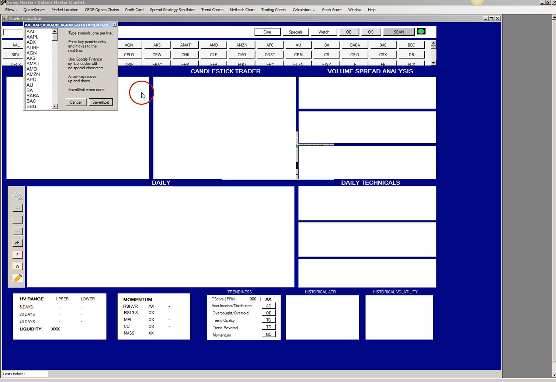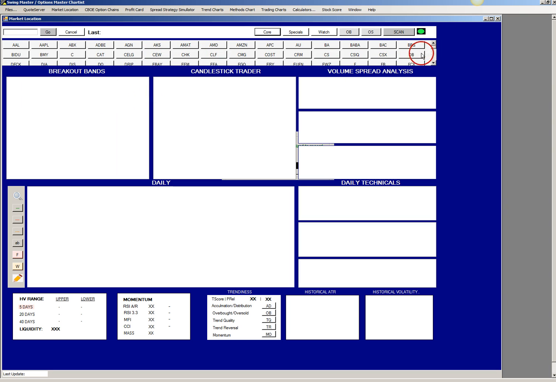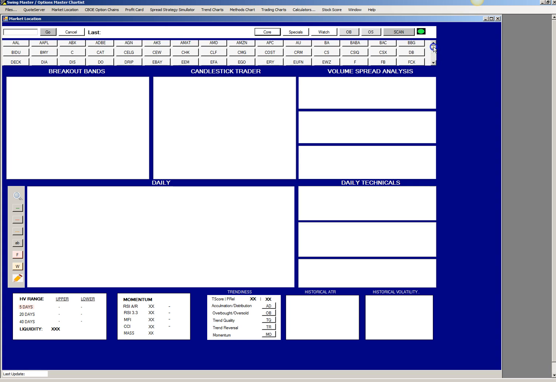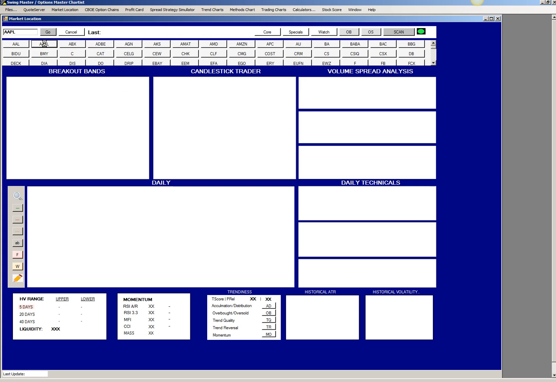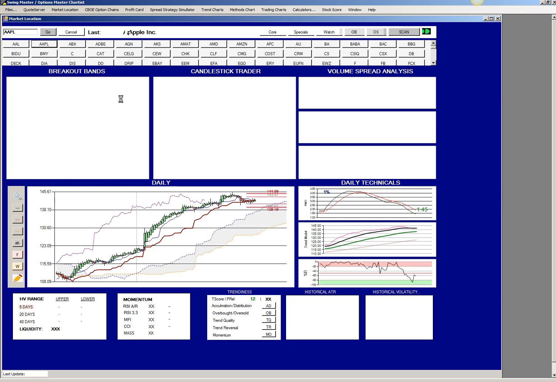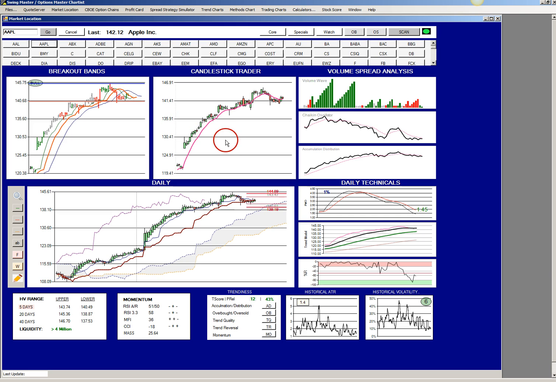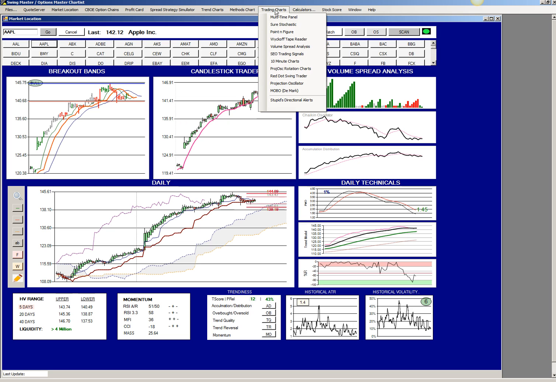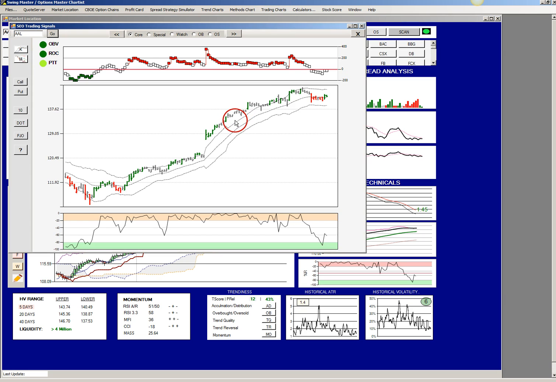So I've already loaded my core list, which is probably 130 different symbols. And you just click on the symbol, and you get a chart in what is called the market location page. We're not even going to focus on this page because there's just too much to cover in a really short video. But what we're going to do is go to one of our trading charts, and we'll use this as our gateway to making this a practical tutorial.